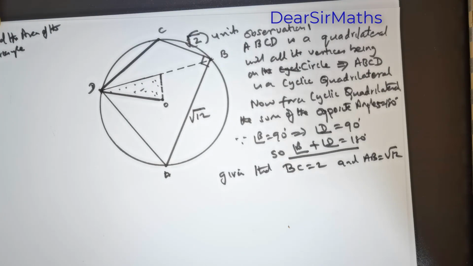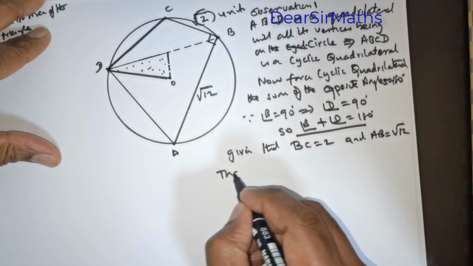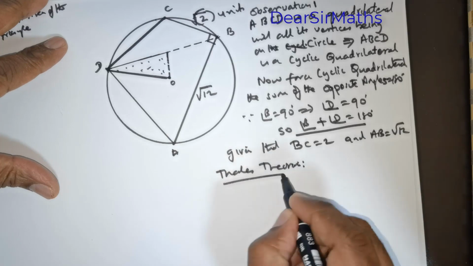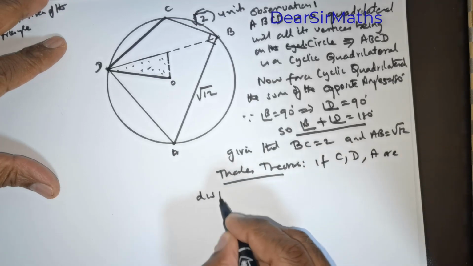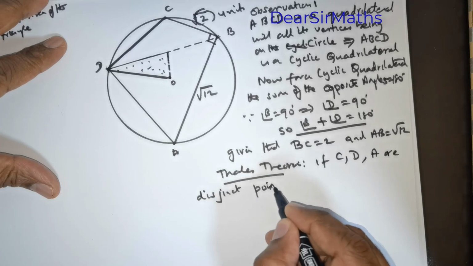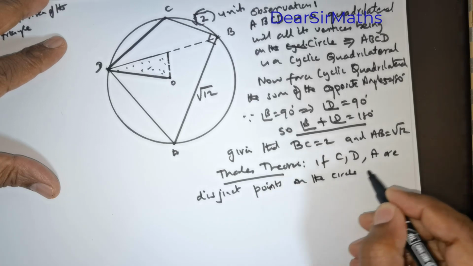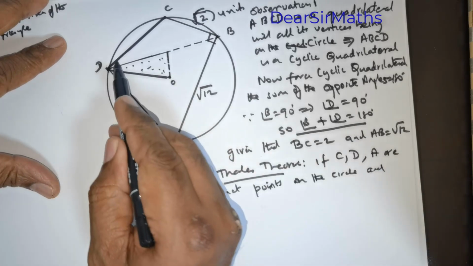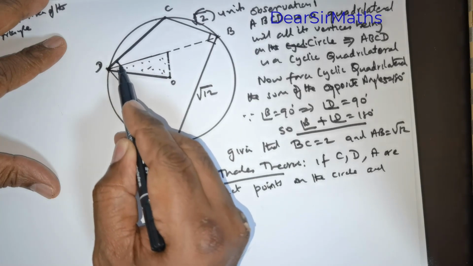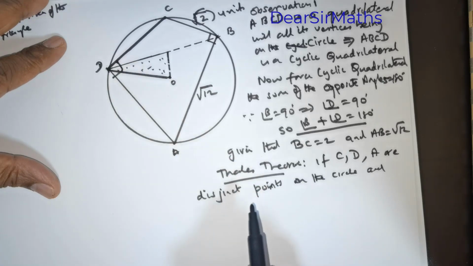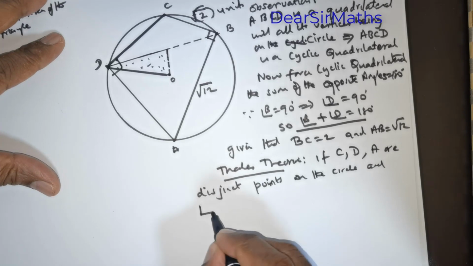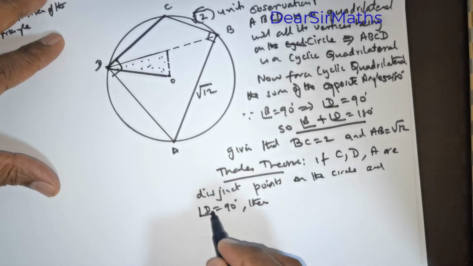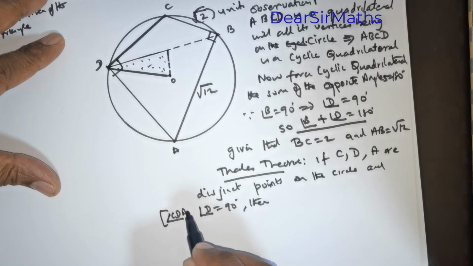Now, after this, I would like to apply the Thales theorem. Now, what does the theorem say? If C, D, A are distinct points on the circle, and so clearly we know the angle at D is 90 degree, right? We know that. So if C, D, A are distinct points on the circle, and angle at D is equal to 90 degrees, you can either state it as angle at D, or you can state it as CDA is equal to 90. It's up to you.